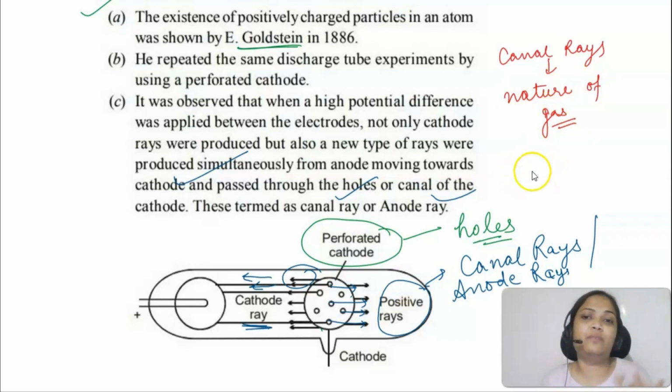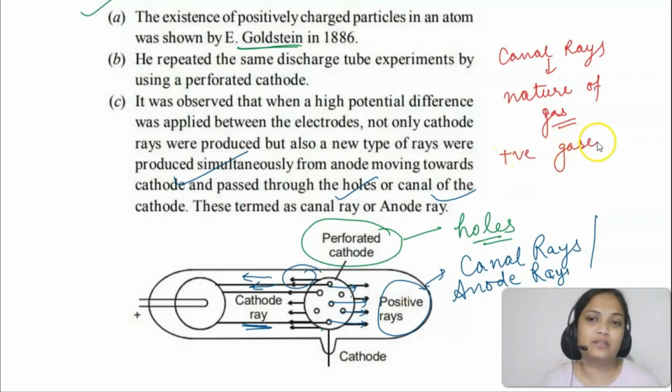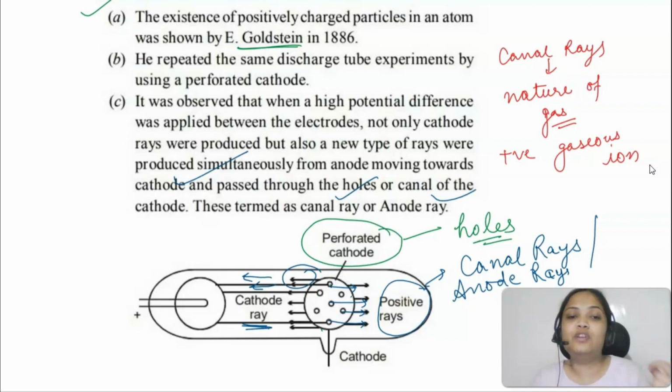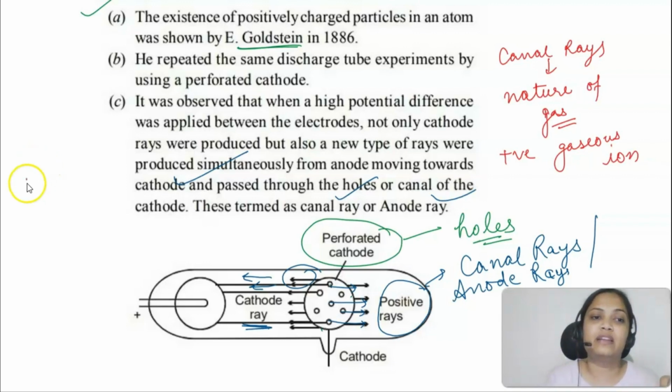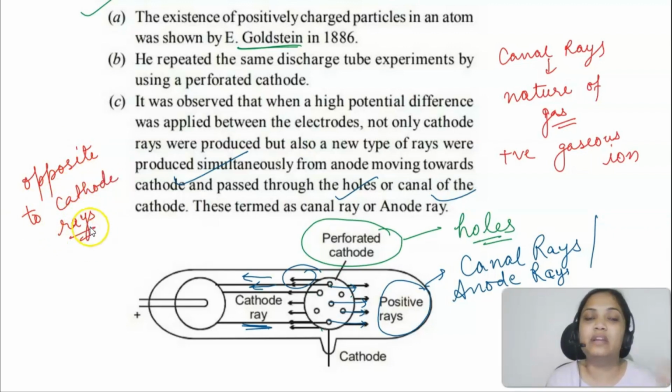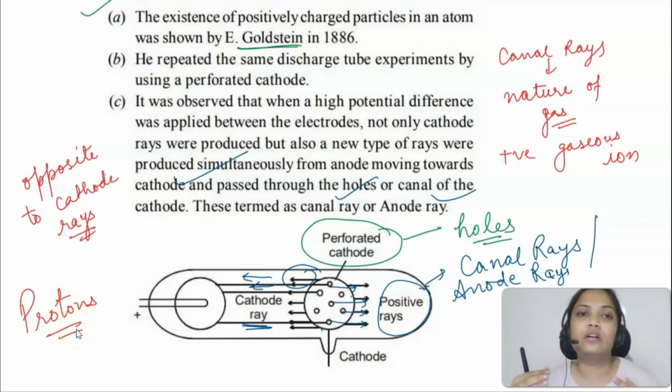And they are actually the positively charged gaseous ions, okay. So automatically they are going to depend on the nature of the gas, right? They are positively charged gaseous ions. And it was studied that the behavior of these rays in presence of electric and magnetic field was opposite to that of the cathode rays. It means that if cathode rays are made up of negatively charged particles, these rays are made up of positively charged particles, which were later named as protons. Okay, so this is how the positive charge particle or the protons were discovered.